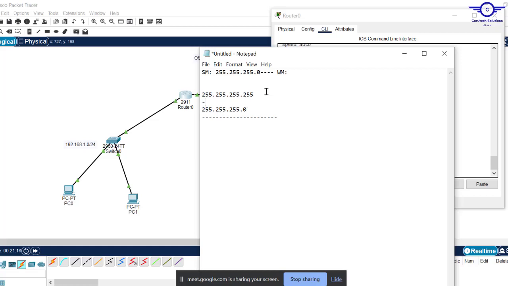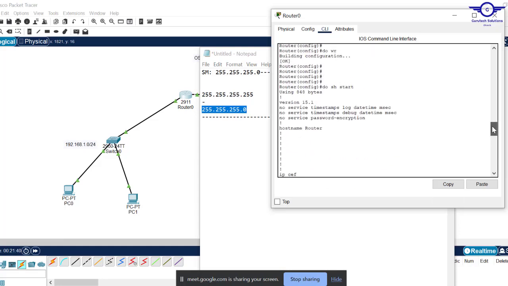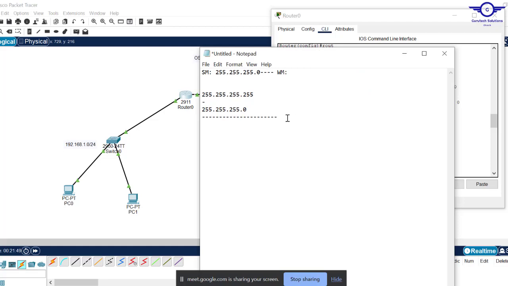So how do you identify wildcard mask? You take the full subnet mask. In any scenario, just take the full subnet mask and the subnet mask in question. In this case, the subnet mask in question is the /24 notation. We want to identify the wildcard mask of /24 notation so that we can configure OSPF here. So let's assume we didn't write this. So we want to identify wildcard mask here. How do we do it?